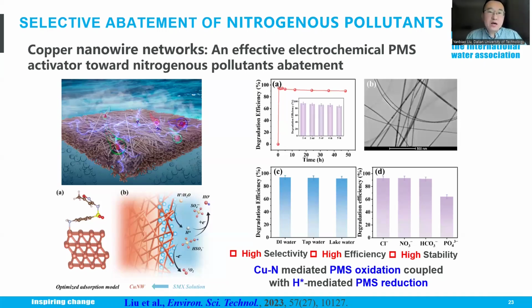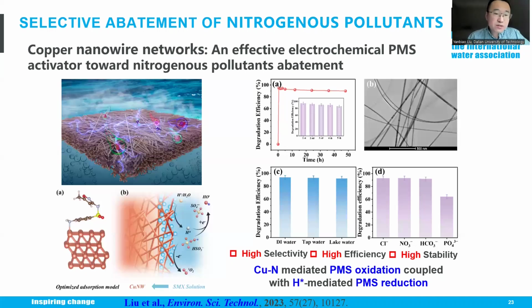We fabricate copper nanowire networks to serve as both the cathode and the filtration medium. Once in contact with a nitrogen molecule such as an amino group, a copper-nitrogen bond will be formed in situ. Such copper-nitrogen bonds tend to obtain electrons from PMS molecules to achieve PMS oxidation. Meanwhile, protons in the system tend to convert into atomic hydrogen under the electric field on the copper site. Such atomic hydrogen can reduce PMS once in contact.